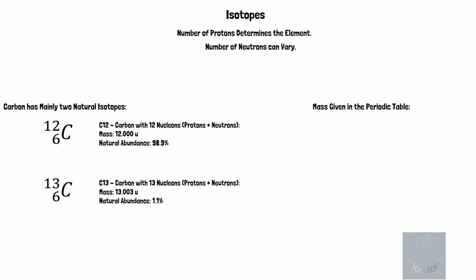Let's go through this step by step. The share of C12 is calculated with its mass 12 U and its abundance 0.989. The share of C13 is then calculated with its mass 13.003 U and abundance of 0.011. This adds up to 12.011 U, which is also the information given in the periodic table. The atomic mass given in the periodic table is therefore the weighted average of all natural isotopes of an element.